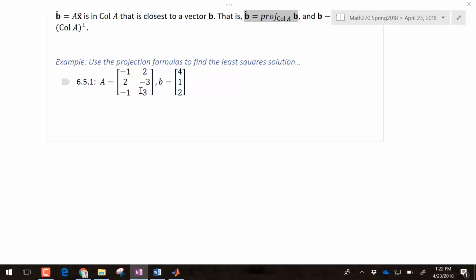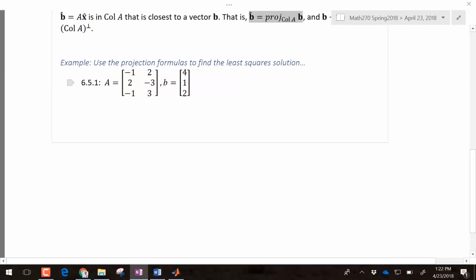M by n. Well, let's get this straightened out. So A is 3 by 2, m by n. So m is equal to 3 and n is equal to 2.